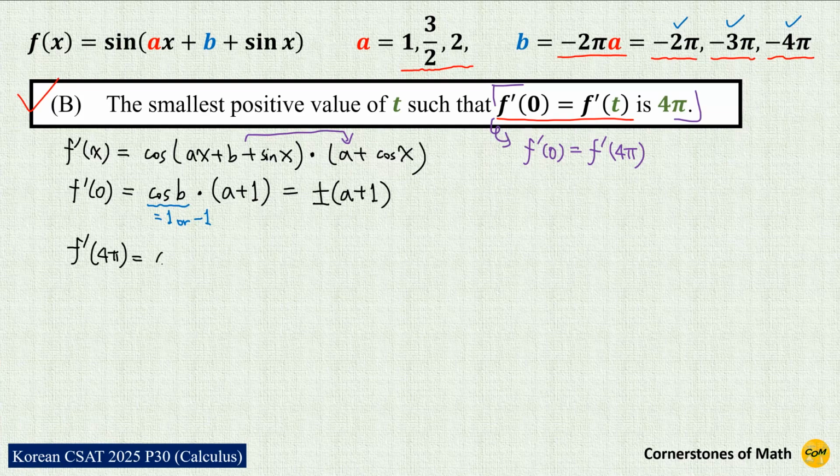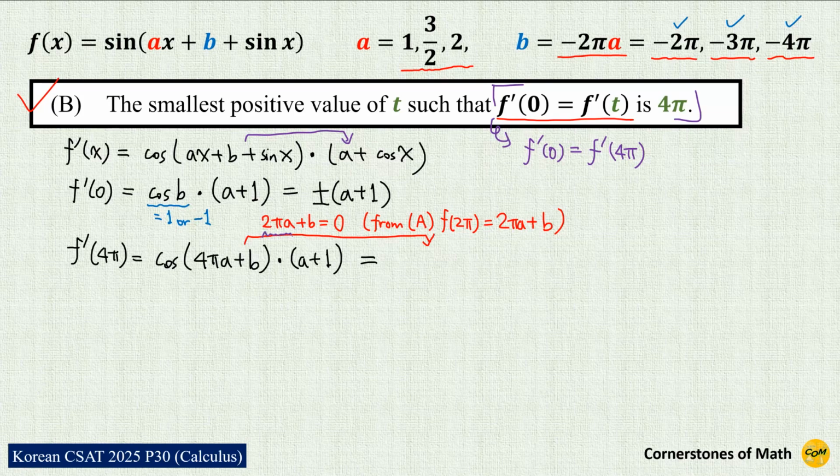Well, in this case, we have cos(4πa + b) times (a + 1). Here, we use the knowledge that 2πa + b equals 0, which was obtained from the condition involving the value of f(2π). Then the inner part simply becomes 2πa, and from here, we know that 2πa can have values of 2π, 3π, or 4π, so both positive (a + 1) and negative (a + 1) are still possible.